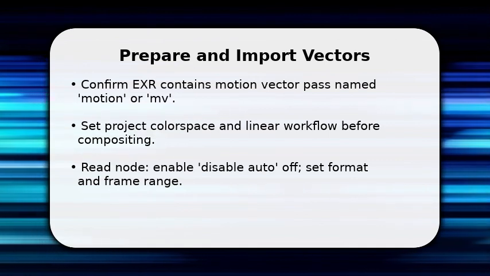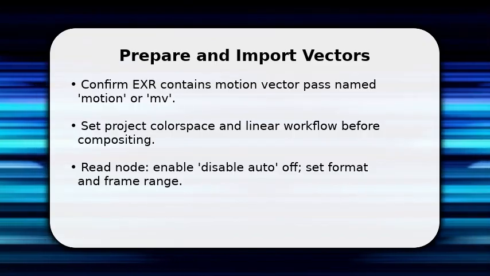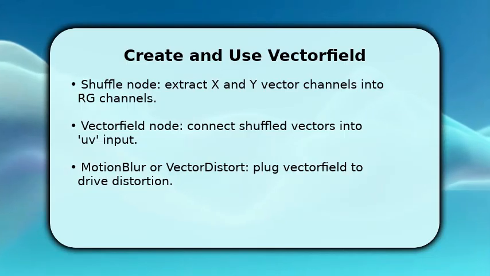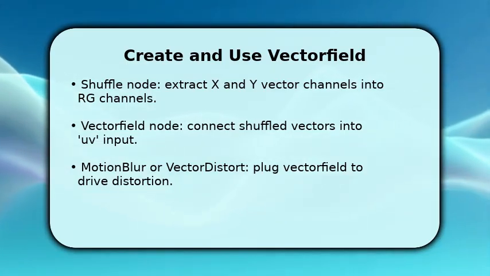Now you turn the raw motion into usable vectors. Use a shuffle node to map motion X and Y into the red and green channels, then feed that into a vector field node. This converts the EXR vectors into Nuke space.